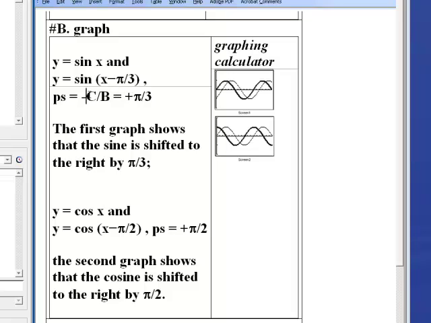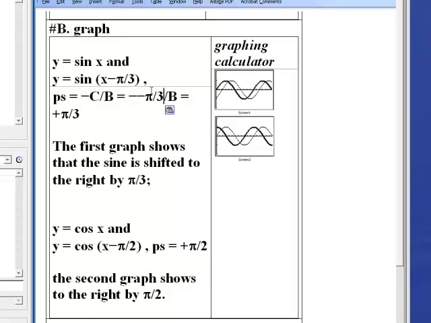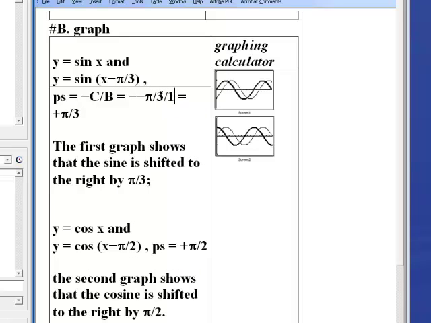and because the c is, I'm sorry, negative pi over 3, and the b, which is right in front of the x here, is simply 1, so we have negative pi over 3 divided by 1. So I'm going to grab this one here first, put it in there. So negative pi over 3 divided by 1, and that's why we come up with positive pi over 3. And then it's really similar for the other one. So, graphing calculator.